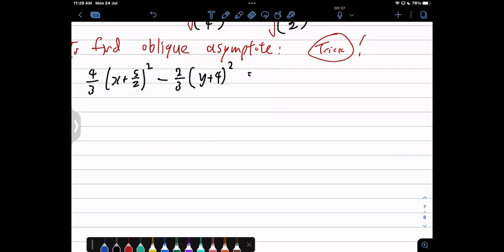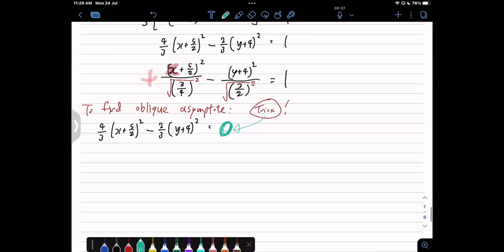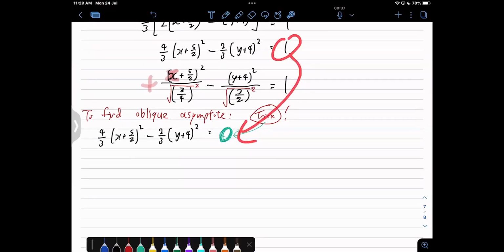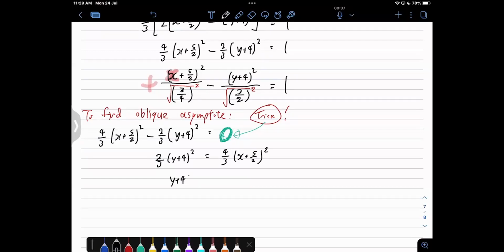So I'm just going to replace the right-hand side with a 0. Okay? Replace the right-hand side from a 1 to a 0. Previously, it was a 1. It just changed to 0. Okay? Then I try to make y the subject. So let's see what happens. Minus 2/3 I bring over, it becomes positive 2/3 (y plus 4) bracket square equals to 4/3 (x plus 5 over 2) bracket square. Then from there, I make y the subject. So (y plus 4) bracket square equals to, divide by 2/3, I end up with 2.